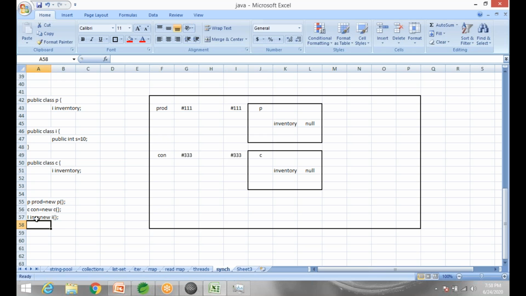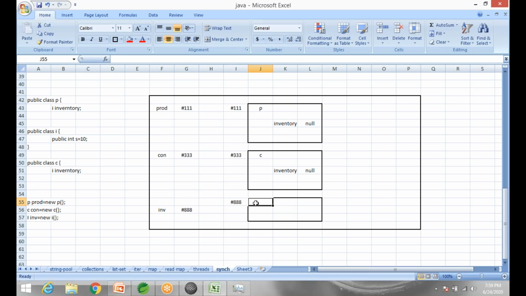Okay, let's see. On the third line, when I say I equals INV, this is what happens. In the location of INV, a new object is created. And this inventory object will have the stock as 10. That's what this new inventory object did. Okay, it created a new object in the memory and it has 10.